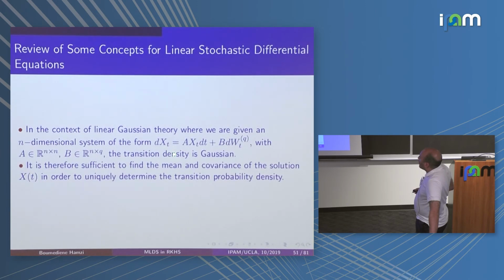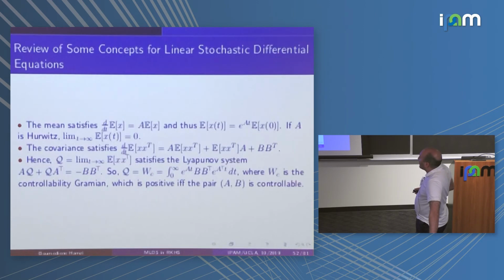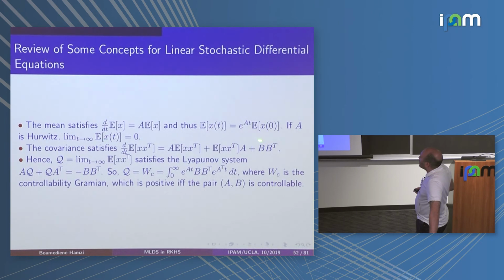In the linear case, we know that the transition density is Gaussian, and all we need here is the mean and the covariance to uniquely determine the transition probability density. If the system is stable, mu is 0, and the covariance matrix satisfies the Lyapunov equation that reminds us of the equation that WC satisfies, which is exactly the controllability Gramian.